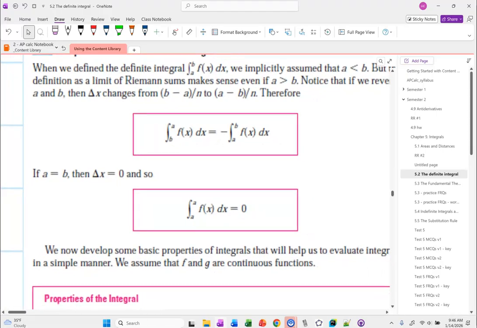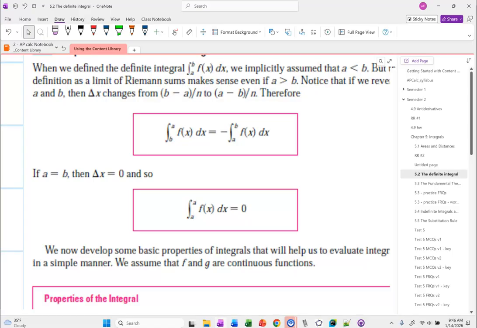The first rule is if I switch the bounds of integration, I pick up a negative sign. So if I'm integrating from B to A, and I switch it to A to B, it picks up a negative sign. That's what the effect is. Everybody's okay?